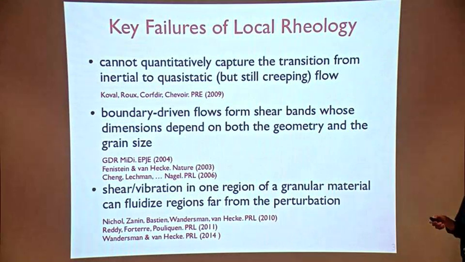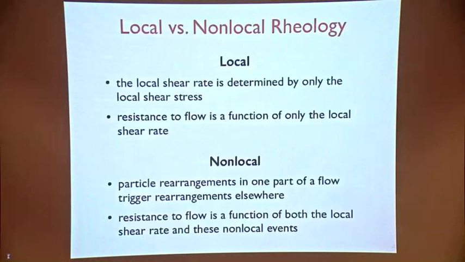Right. Okay, so quick thing here. In a local rheology, this is the very quick summary for people who are new to this: local shear rate is determined only by local shear stress. And then if you want to know the resistance to the flow locally, it only matters for local shear rate. As soon as you go to non-local things, you're going to put things into your model where the particle arrangements in one part of flow are triggering events in some other part of the flow. So you have to know both about the local resistance to the flow, and what's going on with these non-local events.